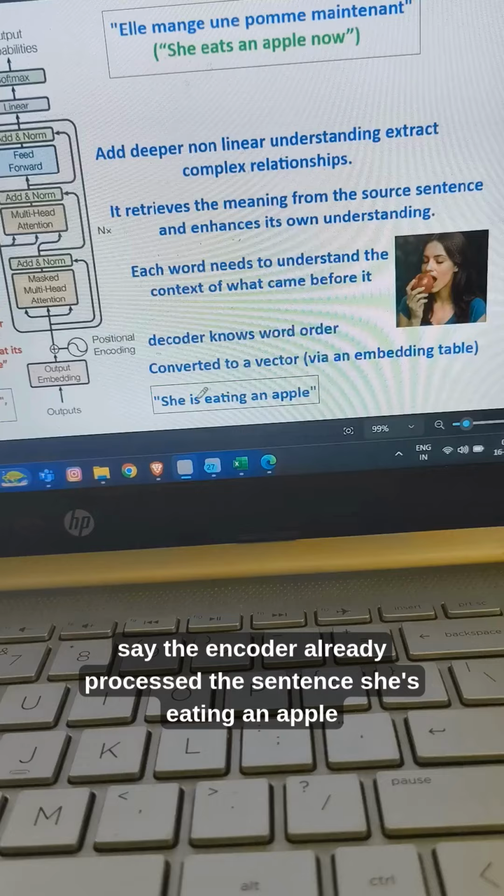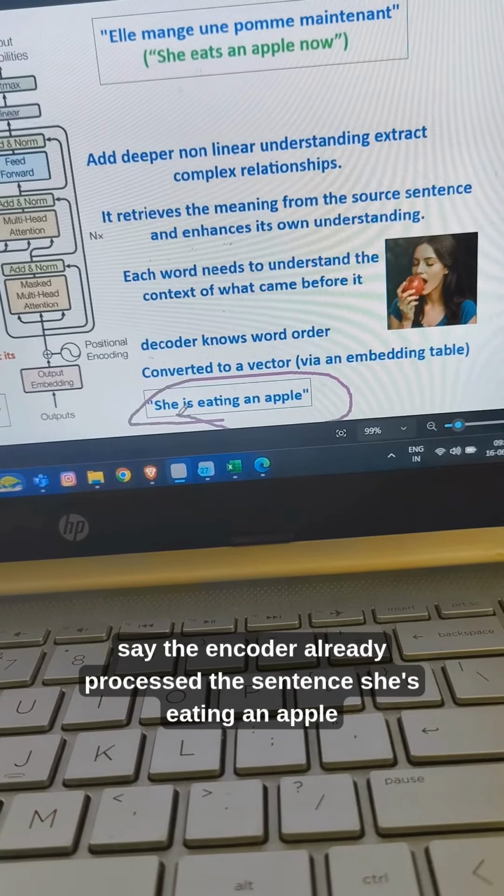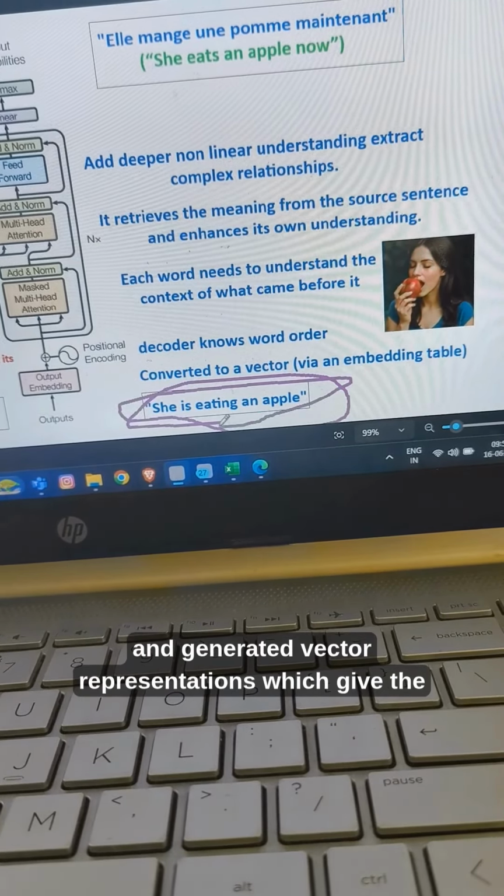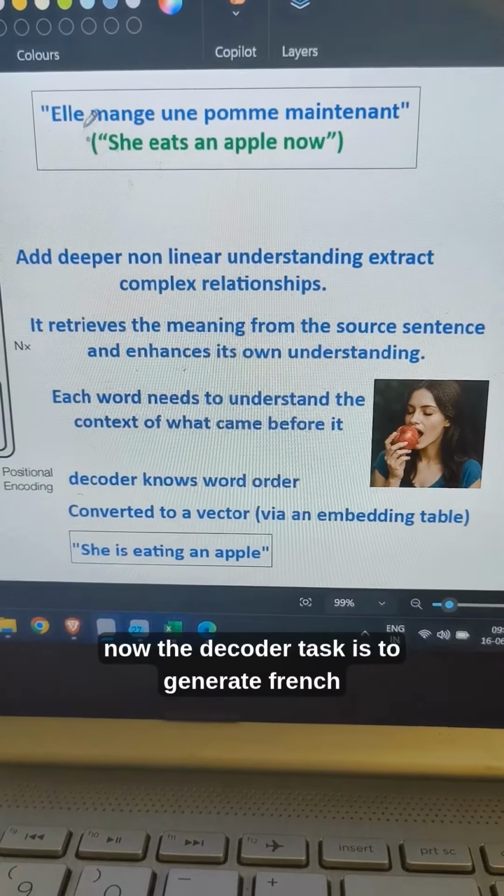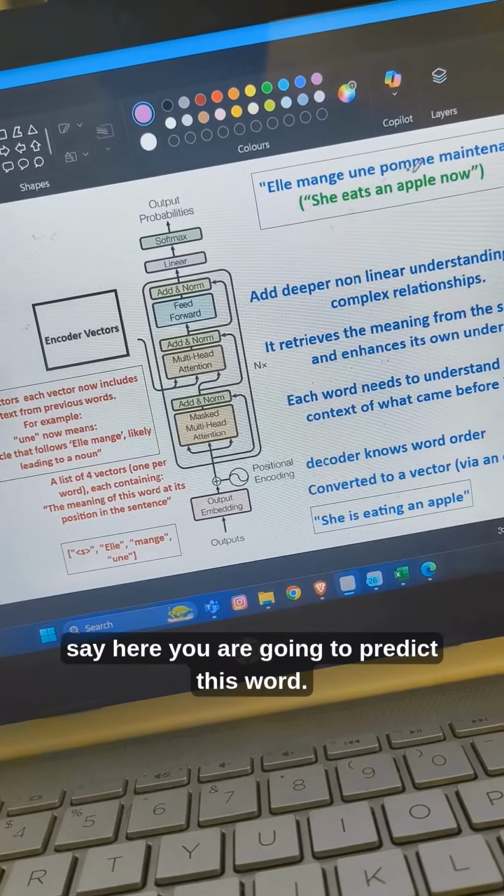Let's see the working of the decoder. Say the encoder already processed the sentence "she's eating an apple" and generated vector representations which give the meaning. Now the decoder's task is to generate the French translation of the same sentence. Let's say here you're going to predict this word.